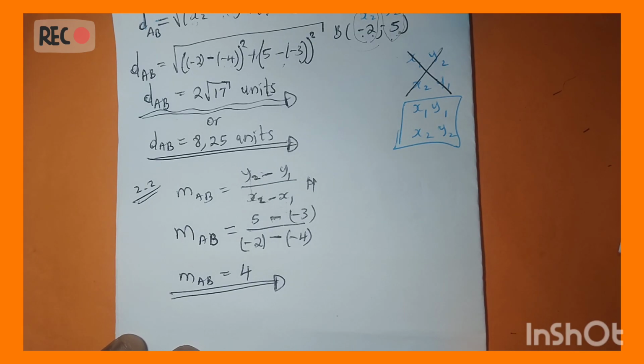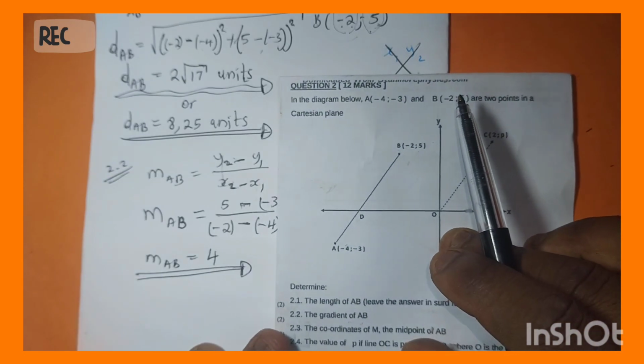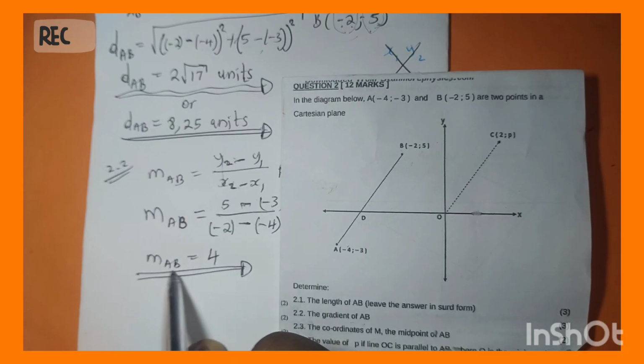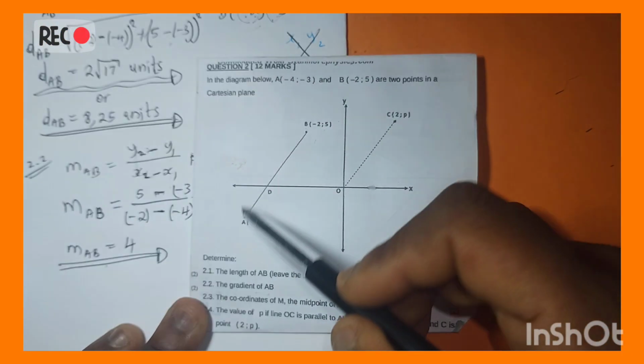Do you see? Straightforward there. So that one, guys, it's the gradient of AB there. And now what I want you guys to take note about is that the gradient here is positive. Do you see our line the way it is? It is in this shape there.